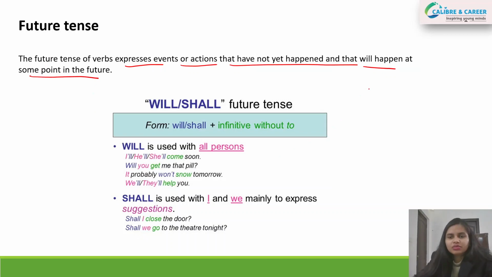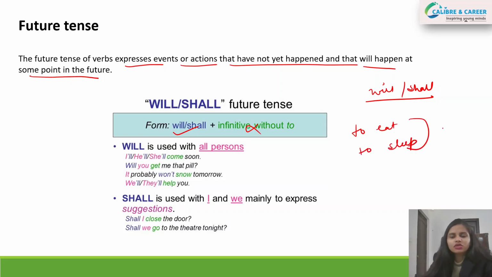So there are basically two modal auxiliary verbs that you use, will or shall. Let's understand where you will use will and where you will use shall. It will be will, shall, and the infinitive will not come. What is the infinitive? When you use to eat, to sleep. With respect to that, it will not come. We are just talking about will or shall, and with which person each will come. So when talking about will, it is used with all persons, that is I will, he will, she will come soon, or will you get me that pill. It can be used in the question form as well.